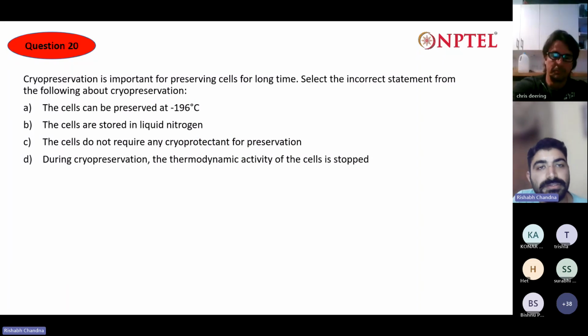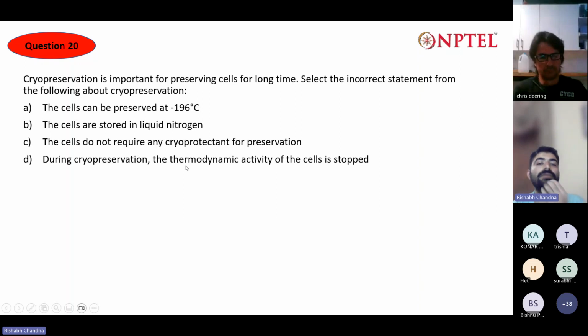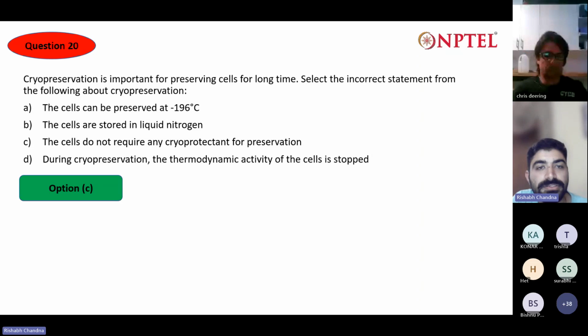So cryopreservation is important for preserving cells for a long time. Select the incorrect statement from the following about cryopreservation. First, the cells are preserved at minus 196 degrees Celsius. Cells are stored in liquid nitrogen. Cells do not require any cryoprotectant for preservation. Or, during cryopreservation, the thermodynamic activity of the cells is stopped. So what can be the answer of this? Can anybody guess? Option C. Okay. Yes, the answer is option C.